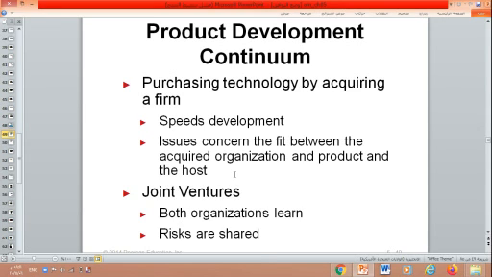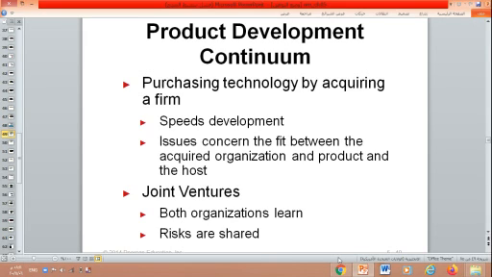Will the manufacturing process, or the completion of this product, be carried out by the company's own team, or through the acquired team or acquired organizations? So we have to fit between the acquired organization and product and the host.